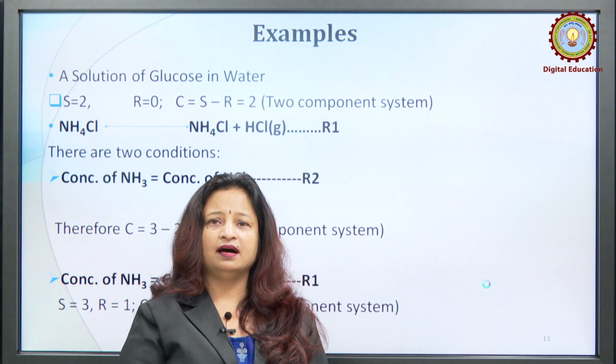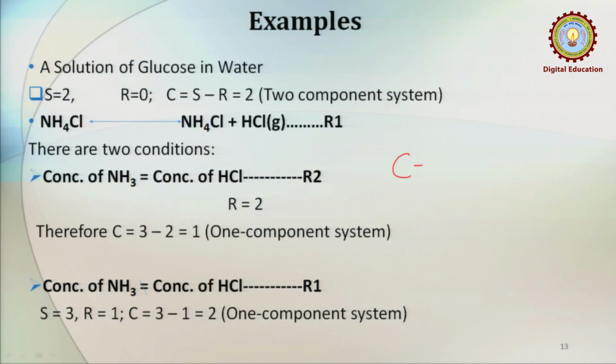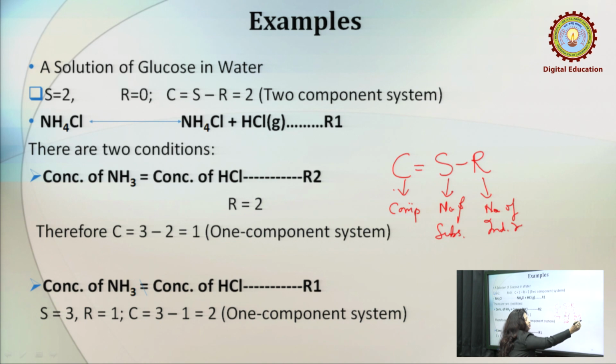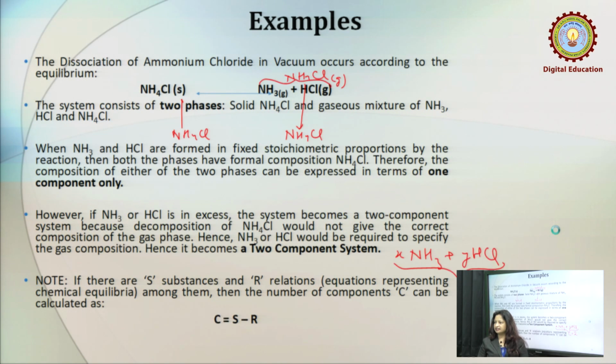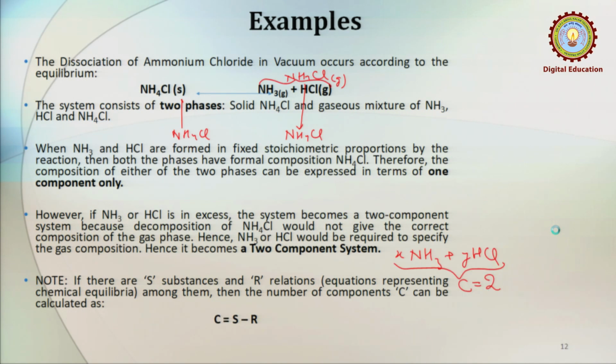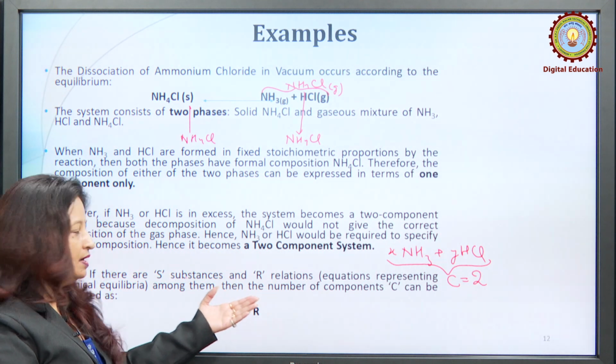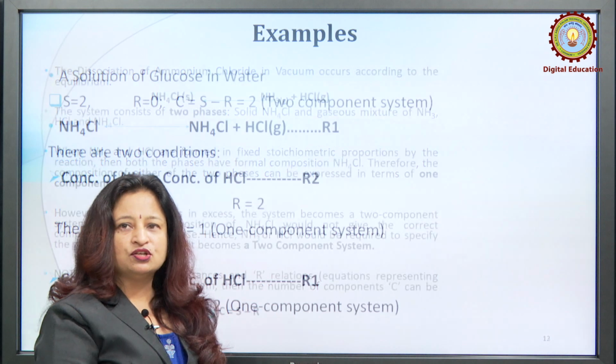Here you can see we can use this formula as well: C is equal to S minus R. C is the number of components, S is the number of substances, and R is the number of independent relations, right. In the previous slide this has been mentioned. C is equal to S minus R, where S is the number of substances, R is the relations, equations representing the independent equilibria among them, and C is the number of components, right. So, let us move ahead.